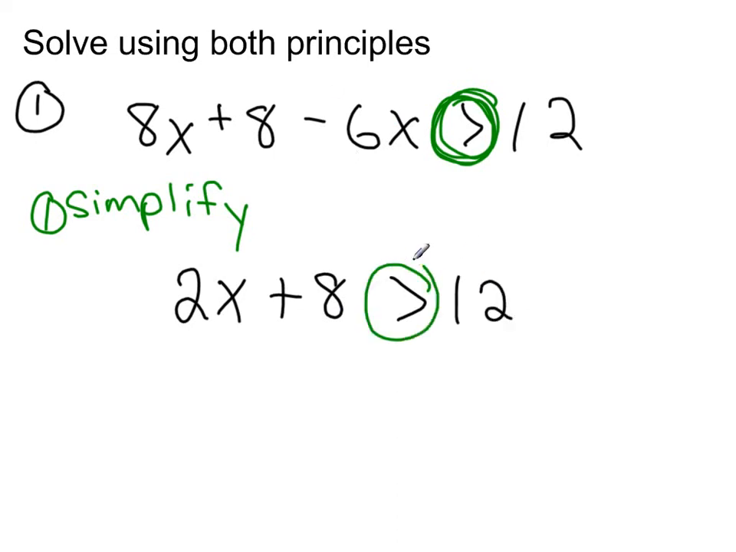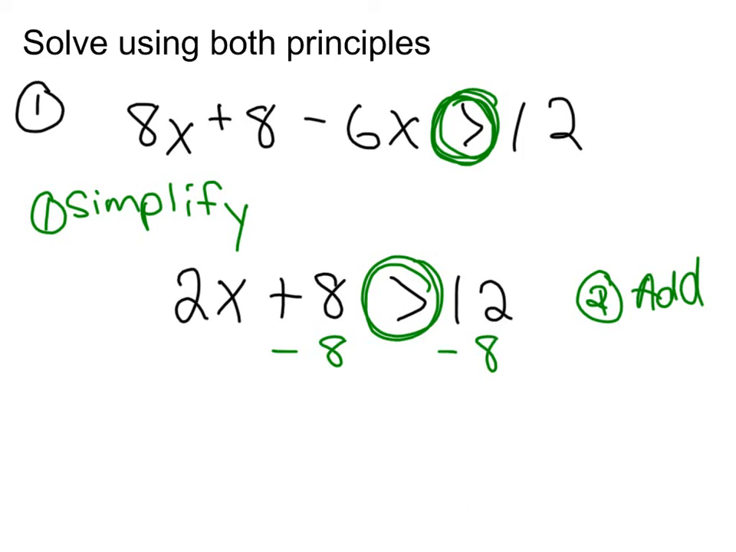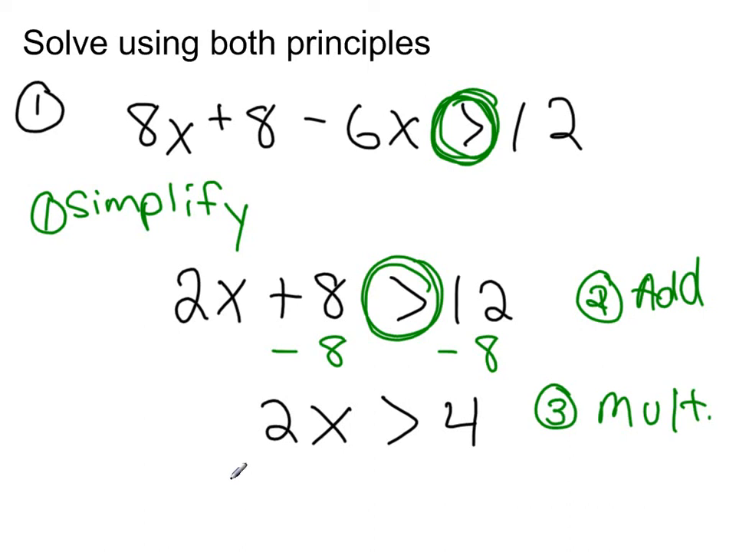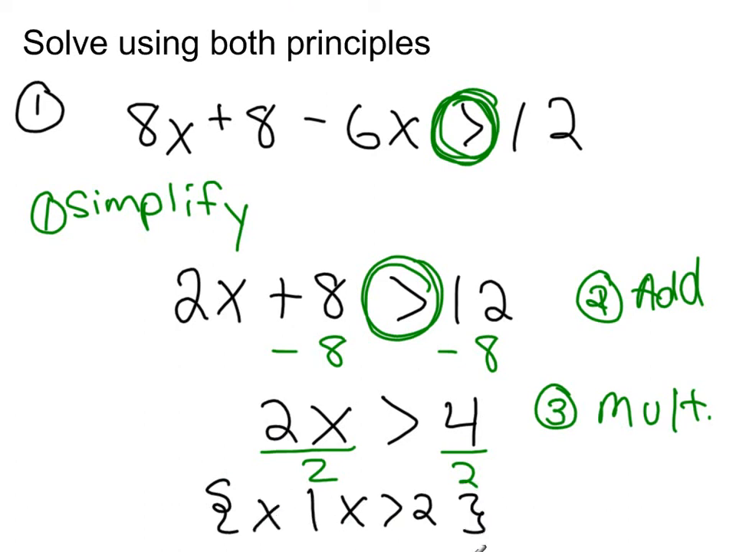After we simplify, our next step is to use the addition principle. And the beauty about the addition principle is we don't have to worry about flipping anything. It's all nice. We have a plus 8. If we subtract 8 from both sides, it doesn't change anything. So we have 2x is greater than 4. And then we have the multiplication principle. And the only time we have to worry about it is if we multiply or divide by a negative. Otherwise, life is still the same. If we divide by 2, we're dividing by a positive, so no worries. And we have x is greater than 2. So our answer is the set of all x such that x is greater than 2.